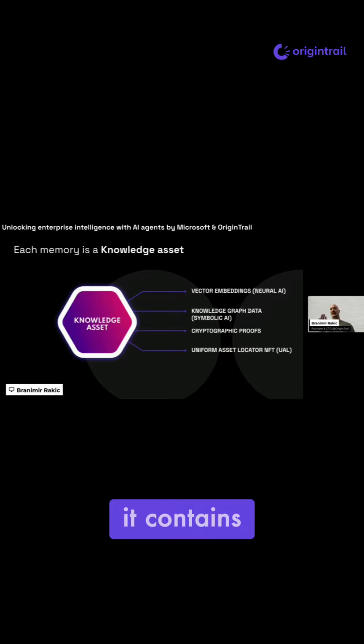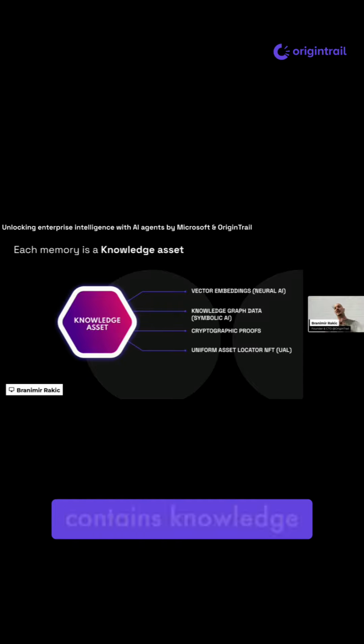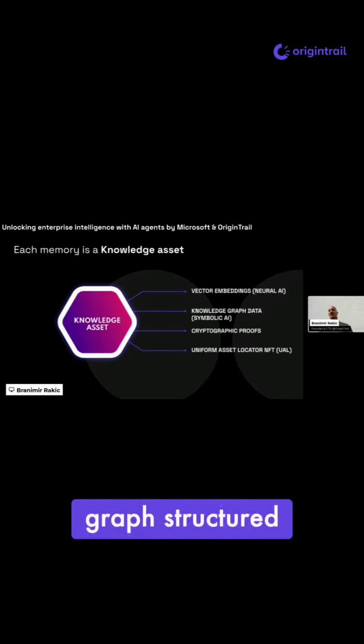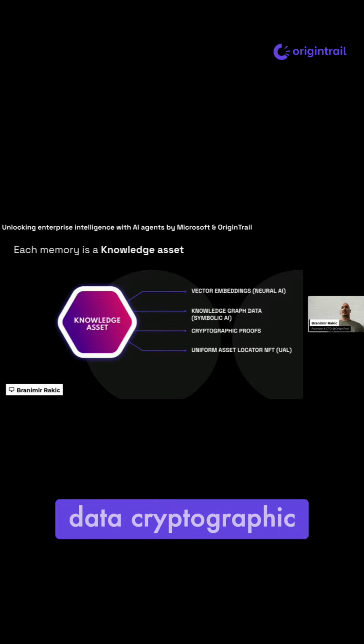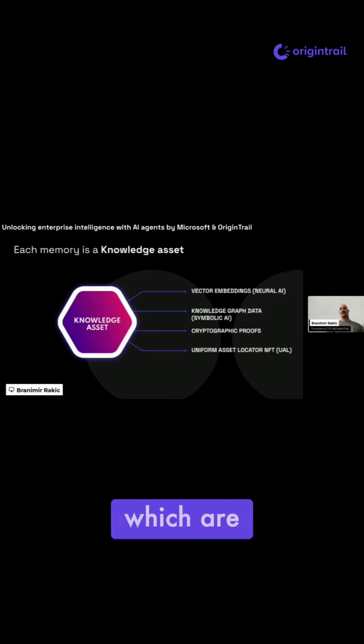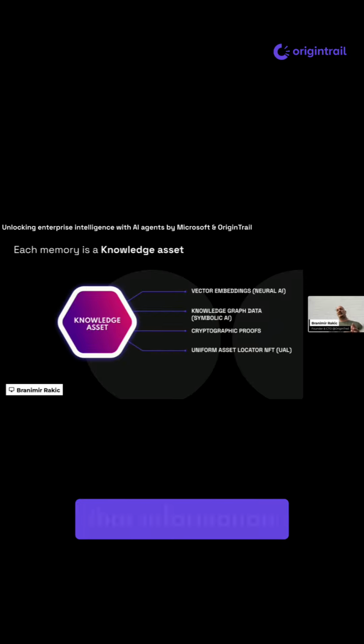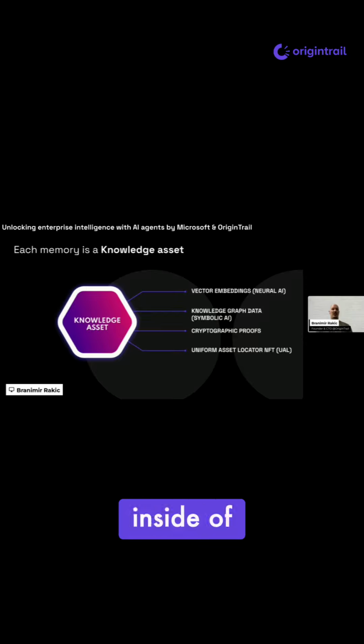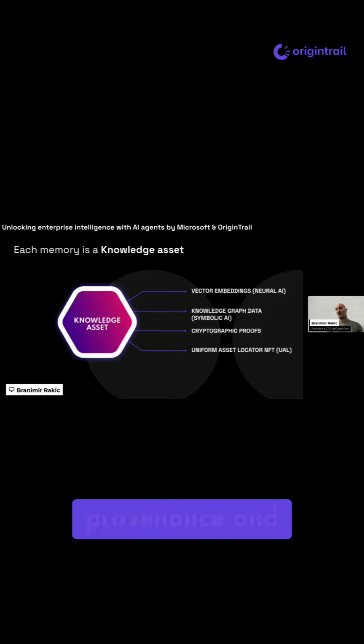It contains both neural data, if you will, vector embeddings. It can contain those, but it contains knowledge graph structured data, symbolic AI data, cryptographic proofs, which are basically accompanying that information, that knowledge inside of the knowledge asset, but essentially they ensure trust, provenance, and immutability of this information.